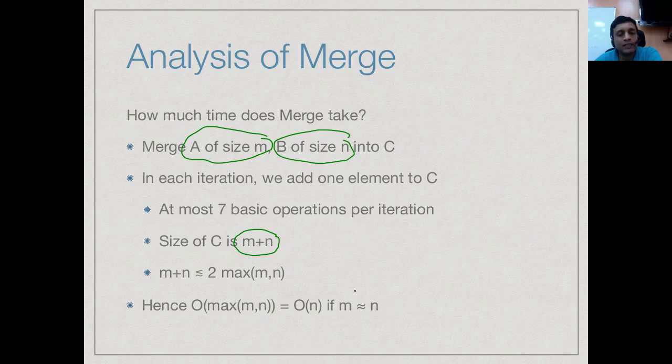If m is roughly the same as n, which will typically be the case in merge sort because we split it in half, so the two will differ by at most 1 in terms of length, then we find that merging is a linear time operation. So if we want to merge two lists, it takes time proportional to the length of the two lists together.